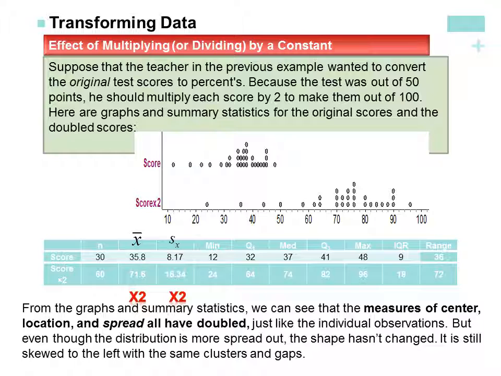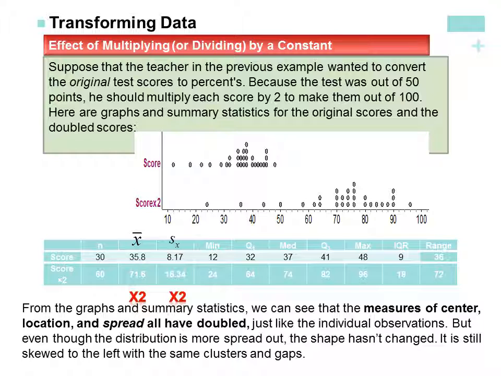Let's take a look at all of our summary statistics. If you notice, the minimum, quartile 1, the median, quartile 3, maximum, the IQR, and the range all got multiplied by 2. So this is different than when you're physically just picking it up and moving it over. When you multiply everything by 2, you're not just picking it up and moving it, you're actually changing the shape of what it looks like.